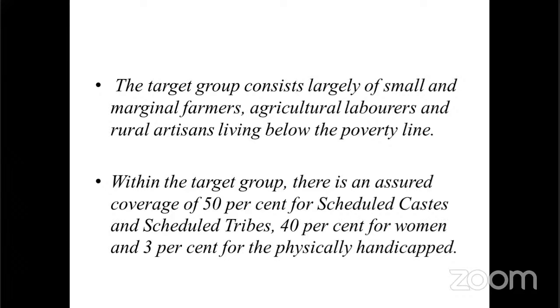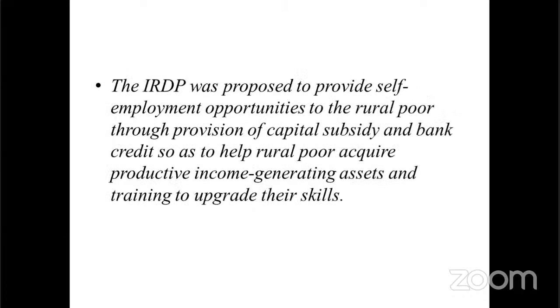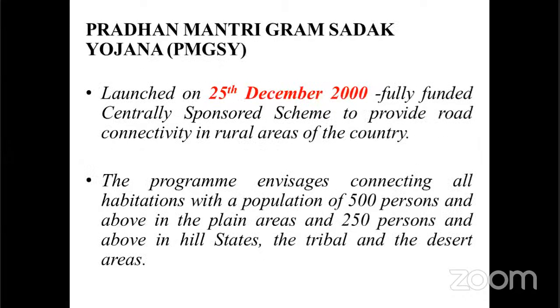Friends, one minute. The persons below the poverty line are covered by the Integrated Rural Development Program. This program assured a coverage of 50% for scheduled castes and scheduled tribes, 40% for women and 3% for the physically handicapped. The IRDP is mainly concerned with income generating activities for rural artisans and poor people.